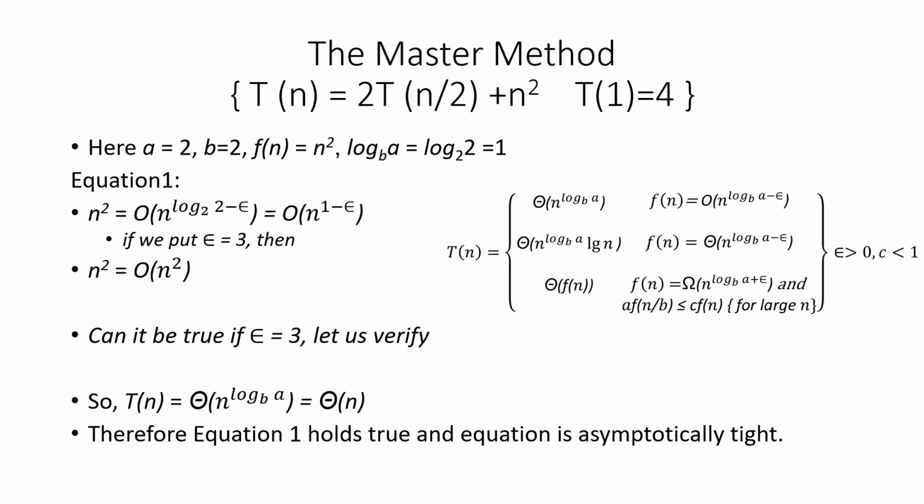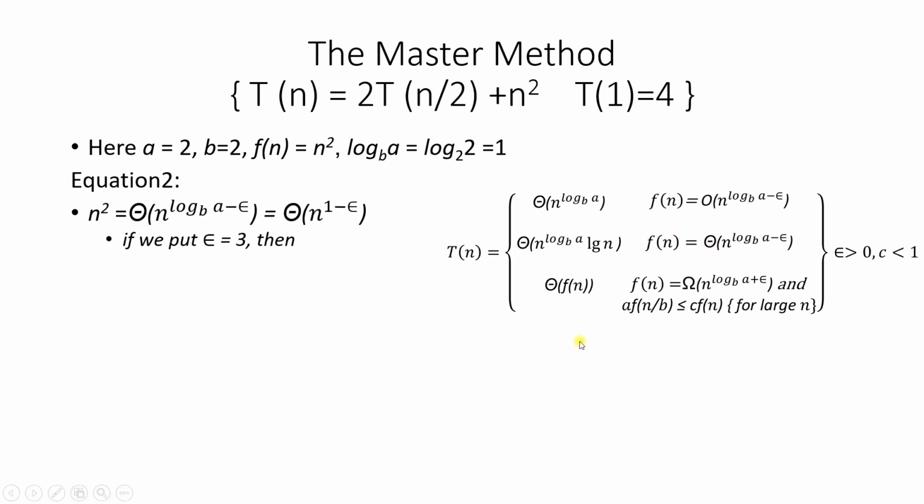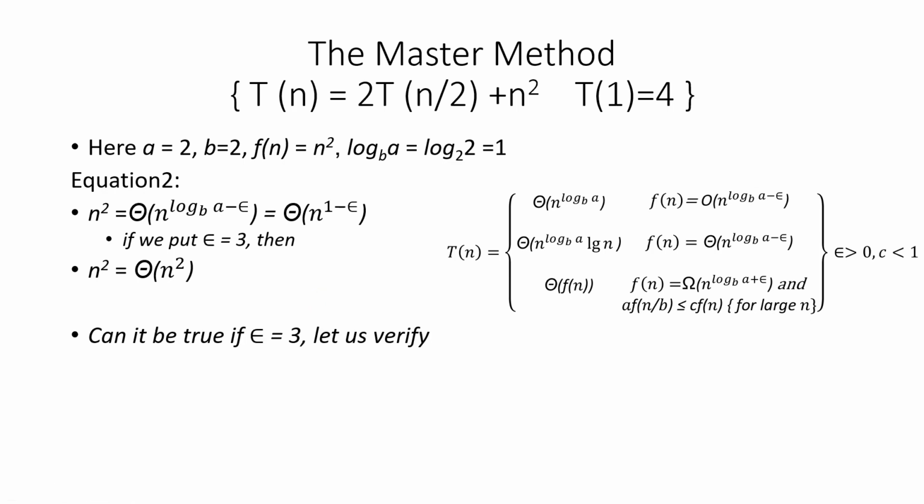Let's try to see whether equations 2 and 3 also hold true or not. For equation 2, we have to verify the theta value. Theta of n to the power log b a minus epsilon is equal to theta of n to the power 1 minus epsilon. Epsilon can be 3, and we get n square is equal to theta n square. Okay, seems like it can be asymptotically tight. So let's verify. Once we verify, we place the values in this equation, theta n to the power log b a times log of n, and we get theta of n log of n.